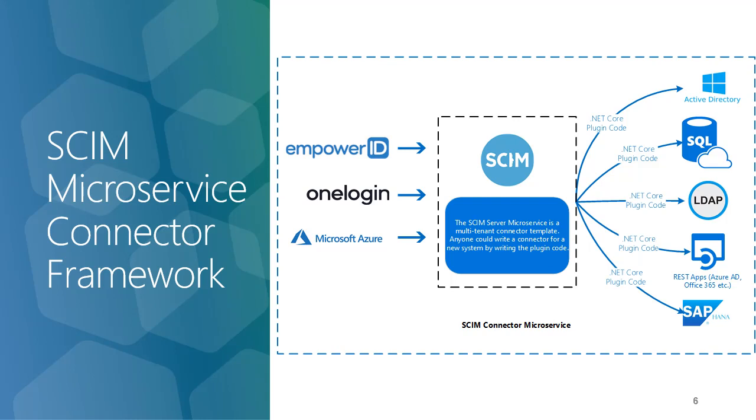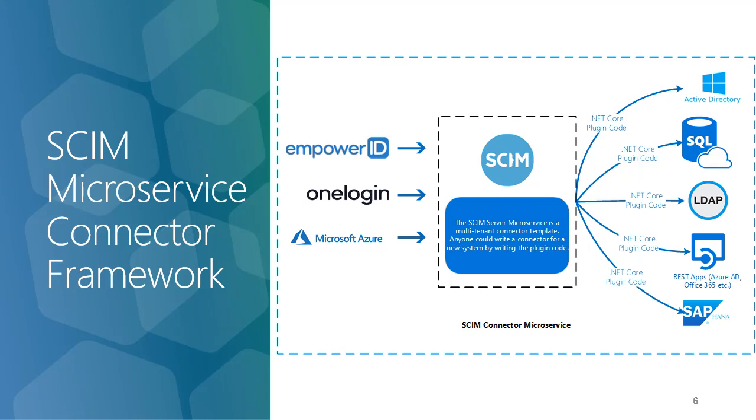Now, the other side of the equation is that the SCIM microservice needs to connect to your on-premise systems or cloud systems that do not support SCIM. So it supports a plugin model where very simple connectors can be developed in .NET Core code and dropped into the SCIM microservice. So the connector code does not need to have any knowledge or relation to EmpowerID. It's simply the code that, for your specific system, defines how to retrieve users, retrieve groups, retrieve group memberships, create, delete, reset passwords for users, create groups, delete groups, and to add or remove users from groups.